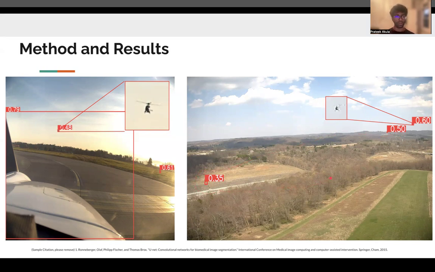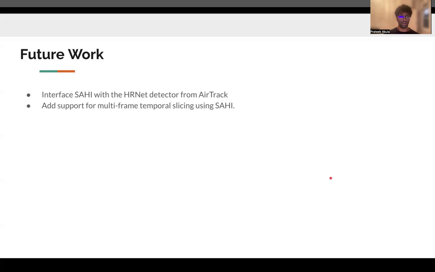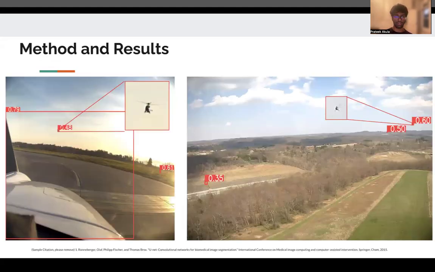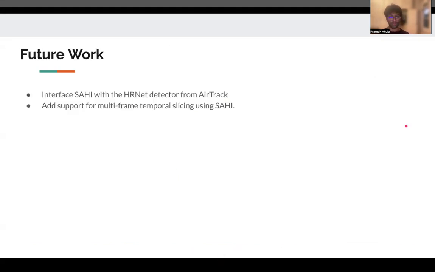In the future, the next step is to interface SAHI directly with the HRNet detector from AirTrack. As I mentioned, currently we use YOLO V8 because of its speed and its accuracy as the base inferencing for the SAHI model. This means that when AirTrack fails, SAHI also takes over, and due to the slices, we are able to capture these small objects.